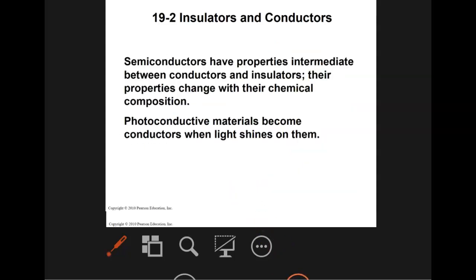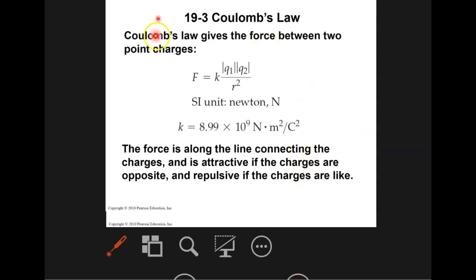To learn a little bit more about that, I wanted to jump to Coulomb's law. Coulomb's law, basically, if you have a positive and negative charge and they're going to attract one another or move towards one another, then there has to be some sort of force involved. And that's where Coulomb's law comes in. Basically it states that you can calculate the force between two point charges.